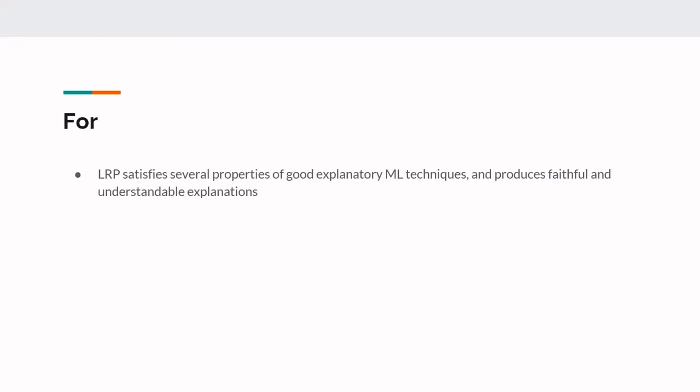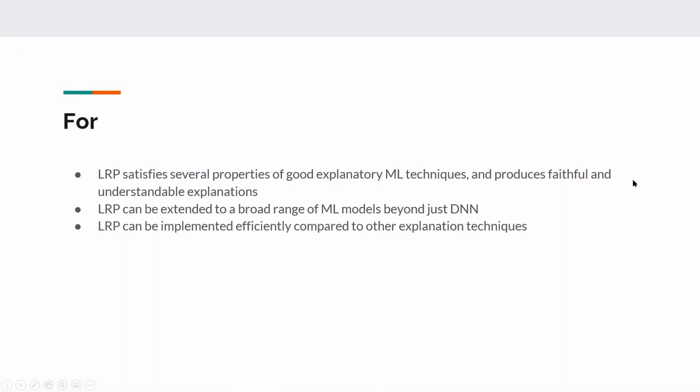And for the four arguments for this paper, it satisfies the several properties of good explanatory machine learning techniques, as we said earlier with those four topics that only LRP satisfies. And it produces faithful and understandable explanations. It can be extended using NEON to a broad range of machine learning problems that we're solving beyond just neural networks. It can be implemented efficiently compared to other explanation techniques. And it can be easily modified to fit a variety of use cases using the different rules for different layers in a model.